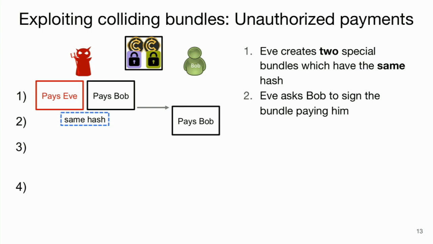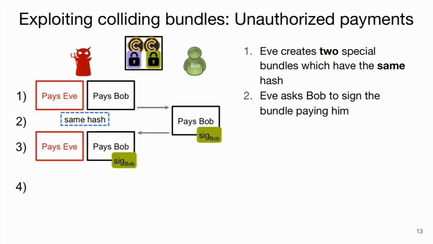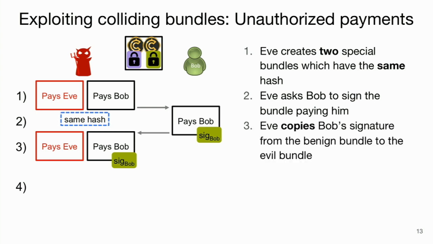Then Eve is going to give the benign looking bundle to Bob and ask Bob for his signature. Bob checks out the bundle, looks pretty good, pays him a bunch of money, he's happy, he signs the bundle that pays him money. He then sends this back to Eve with his signature. Now Eve, because she's created these bundles in a very special way, can take Bob's signature and just copy it right over onto her malicious bundle. And this is a valid signature because they hash to the same thing under curlp27.